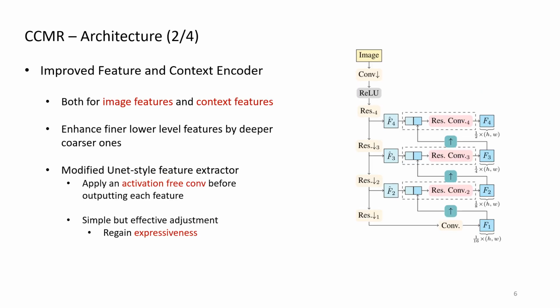Introducing a multi-scale motion aggregation concept in our approach is not our only contribution in CCMR. We also improved the feature and context encoder. You can see its architecture on the right-hand side, where we added an activation-free conv after the residual unit to aggregate the multi-scale features. For more detail on why we do this, please check out the paper.